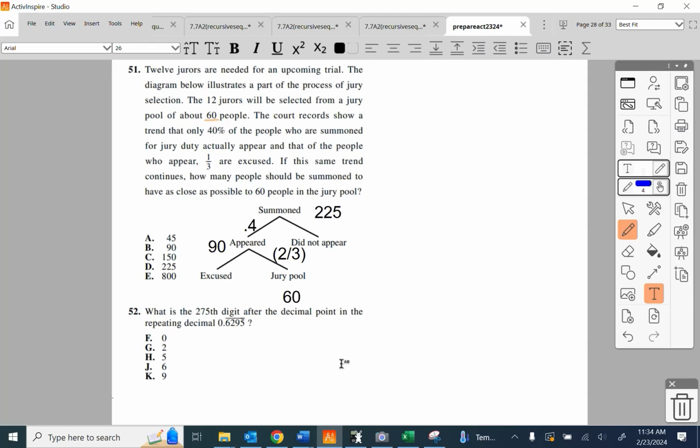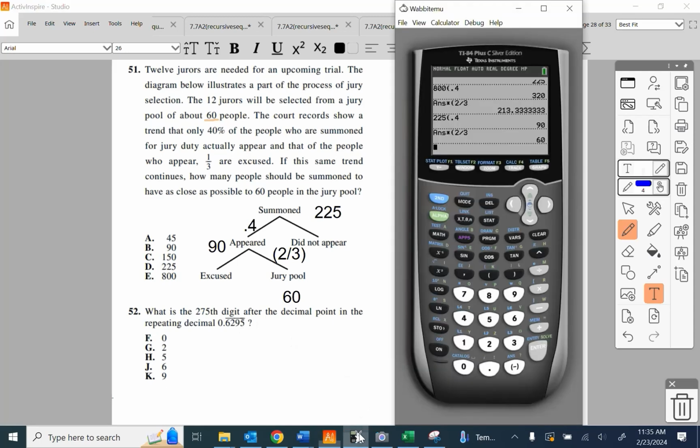What is the 275th digit after the decimal point? I never liked these kind of questions. The 275th digit after the decimal point, 0.6295. So what I'm going to do is, this is 4 decimal places. I'm going to take 275, divide it by 4.